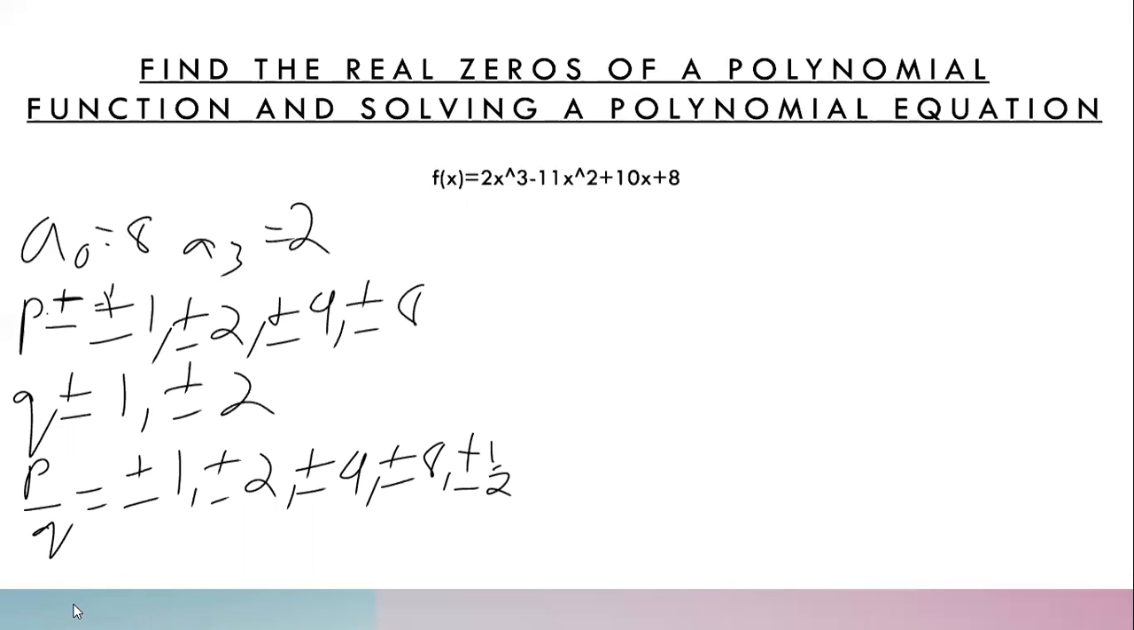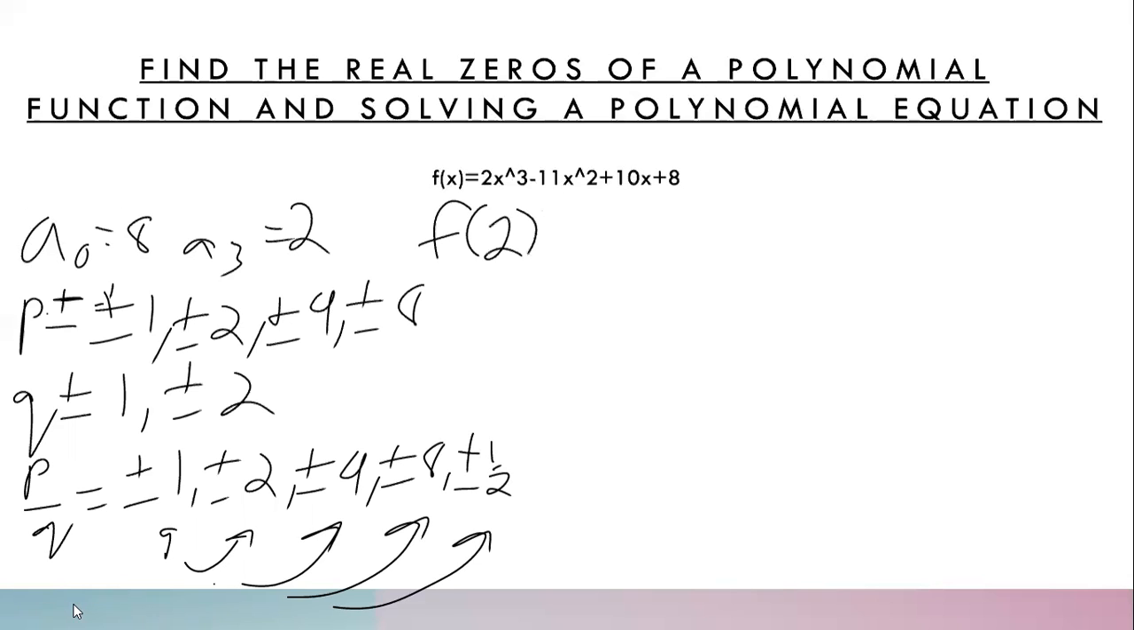So then we begin to start plugging in our possible zeros to try to find one that gives us a remainder of 0. In this case, if we plug in f of 2, we get a remainder of 0. So we know that 2 will be one of the zeros to this equation. After this, we use synthetic division to get our depressed equation.